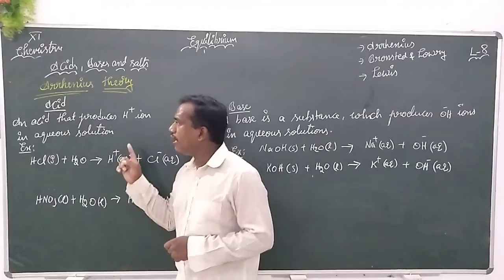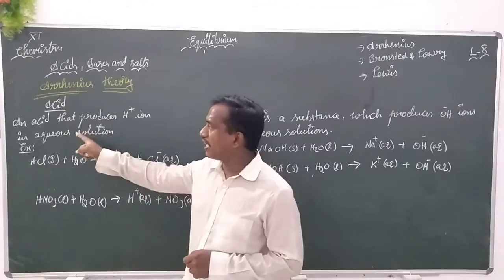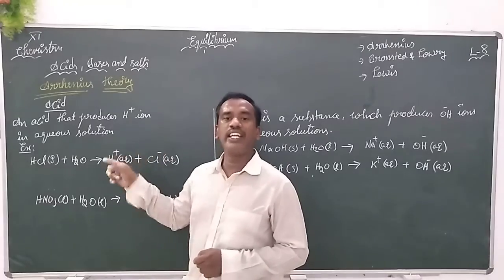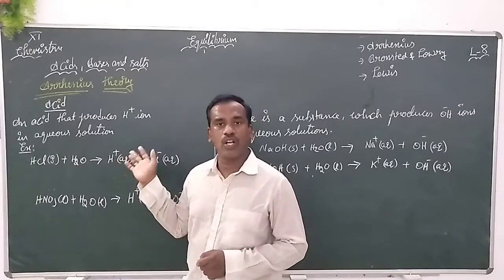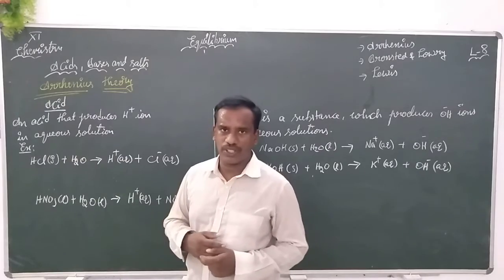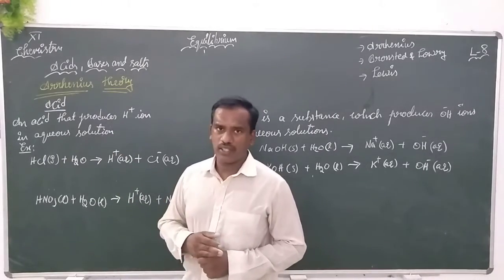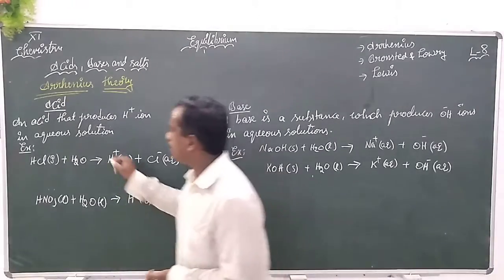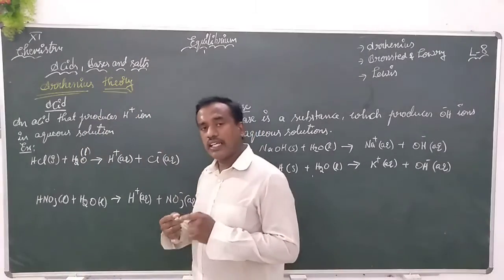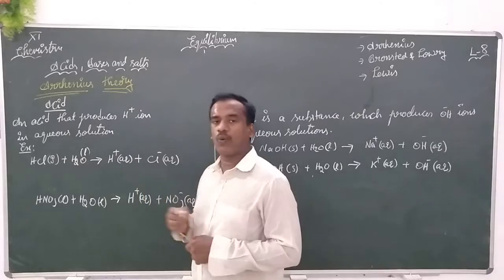So according to the Arrhenius concept, an acid is a substance that produces H+ ions in aqueous solution when dissolved in water. Like HCl, which is a gaseous substance. When you dissolve it in water, the water is in a liquid state. The HCl will produce H+ aqueous ions.